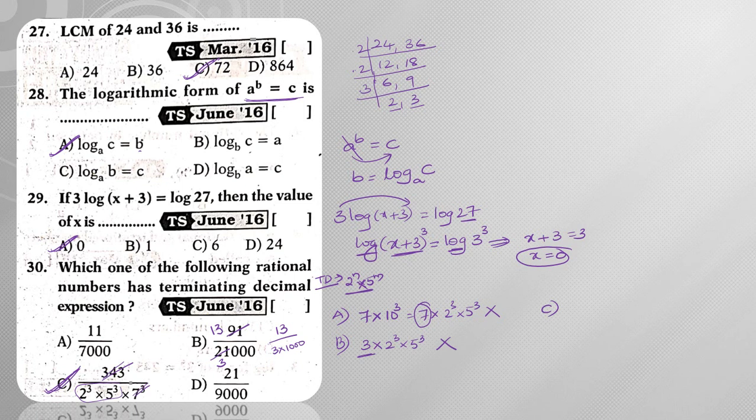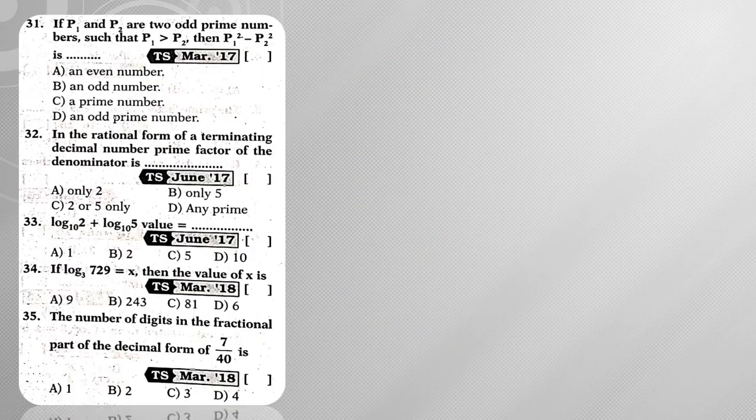Next, moving on to option D. We need to check all the options, right? 21 means in the 3 table I can cancel out 3 times, and in the 3 table I can cancel out 7 times. So I can write this as 7 by 3 into 1000, which can be written as 2 cube into 5 cube. Here also we have 3 as the other prime factor. So clearly it is not a terminating decimal. Hence option C is my answer. Next, moving on to question number 31.